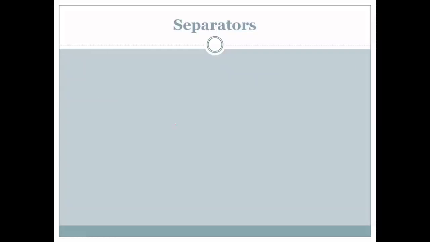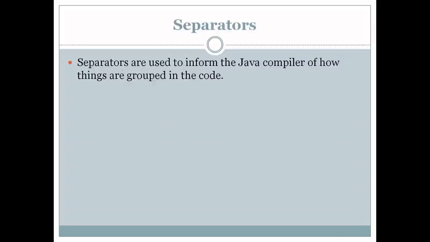Next, it is separators. Separators are used to inform the Java compiler of how things are grouped in the code. As you know, in the program, multiple different things are grouped.